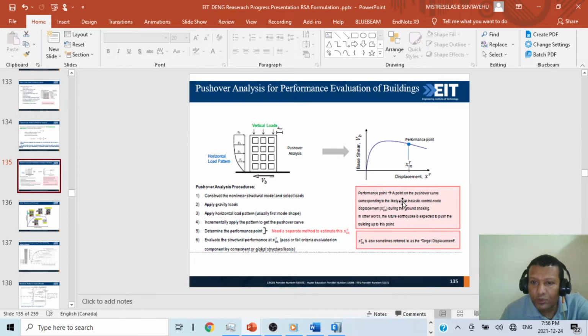So performance point: a point on the pushover curve corresponding to the likely peak inelastic control node displacement, X inelastic, during the ground shaking. In other words, the future earthquake is expected to push the building to this point only. So once we know the ground motion and our target displacement, the earthquake will come and push our building until that target displacement. Then as per that target displacement we can design. X R inelastic is also sometimes referred to as the target displacement.